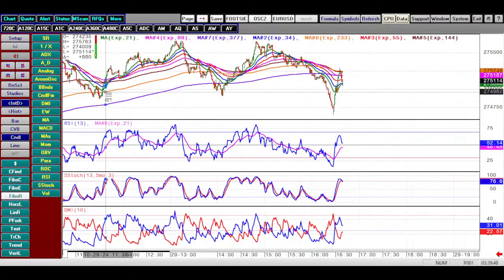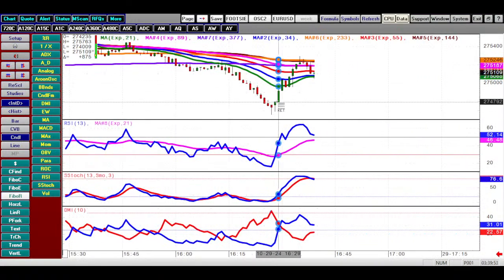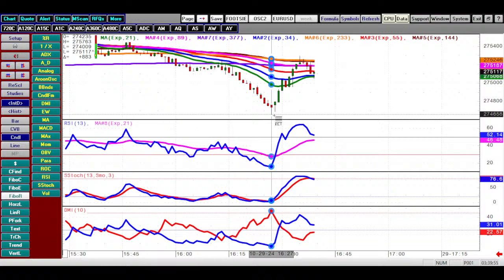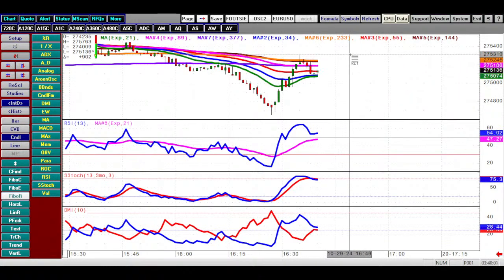Okay, we have to closely monitor this, because I'm not sure. That's why I said I'm not sure whether this is the low. If this is the low, then the price should not break this low. Then it should start to move higher than this level.